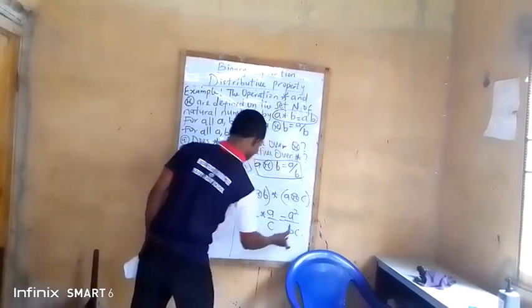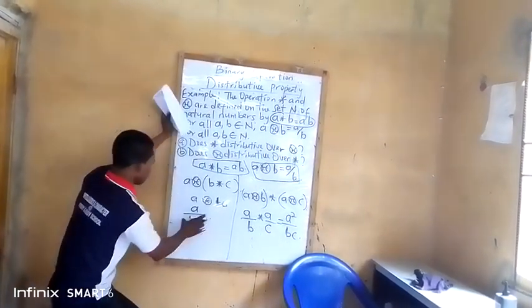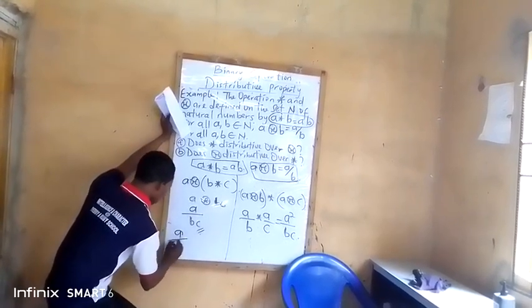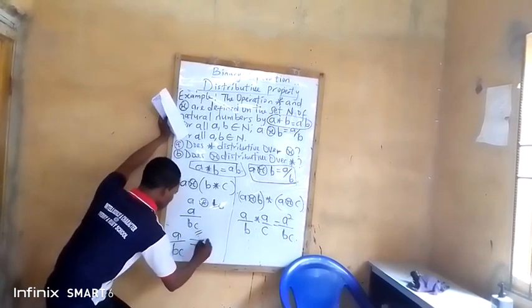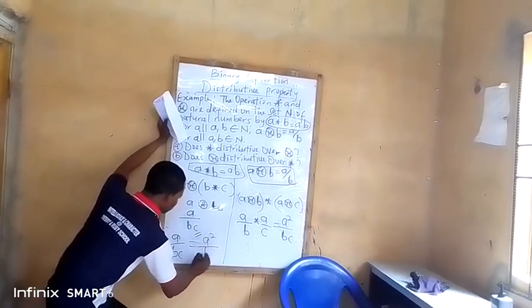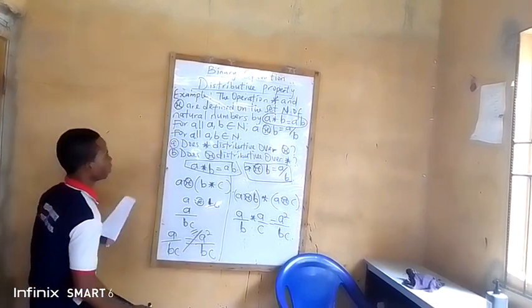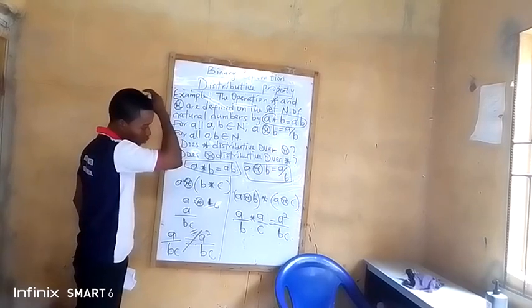Is there anything that can be divided? No, nothing can be divided. And don't forget, here we have a all over bc, and this one gives us a squared all over bc. They are not the same. So that means it is not distributive over asterisk, because it has to give us the same result.